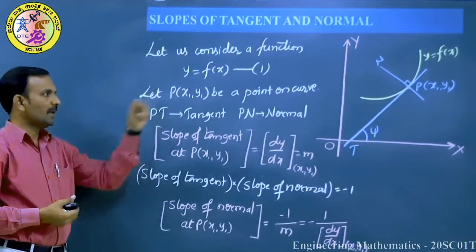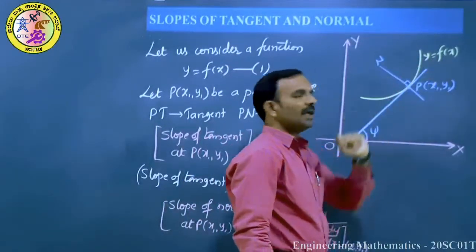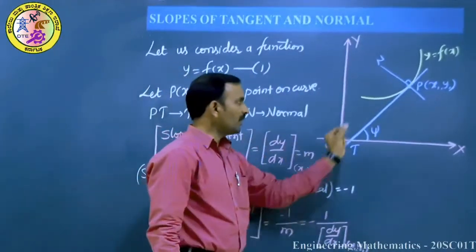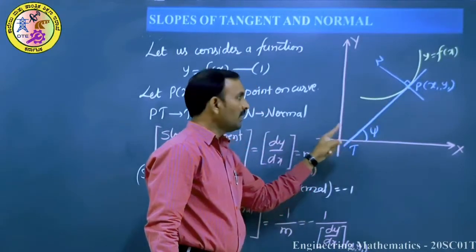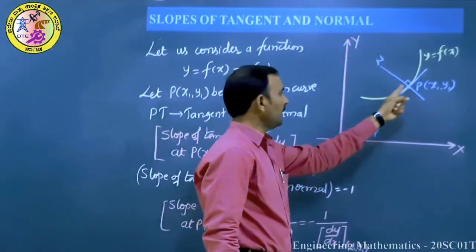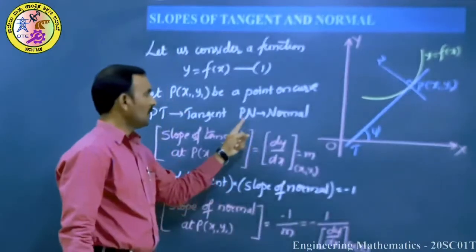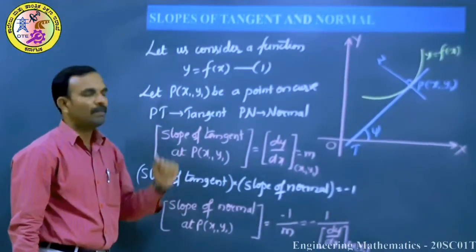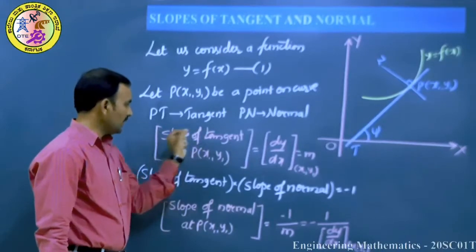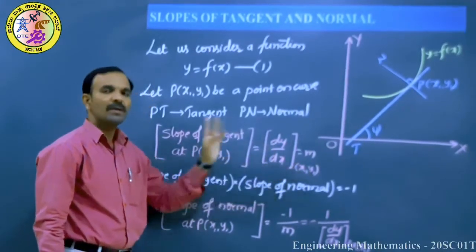Once again, let us consider a function which represents a curve, y equal to f of x, and take a point P(x1, y1) on the curve. If you draw a line which touches the curve at P, that is PT, it is called the tangent to the curve at P. And a line which passes through the point P and is perpendicular to the tangent, at 90 degrees, this line PN is called the normal to the curve through P. Now to find the slope, one can geometrically prove that the slope of tangent at P(x1, y1) is equal to the first order derivative, dy by dx at (x1, y1).